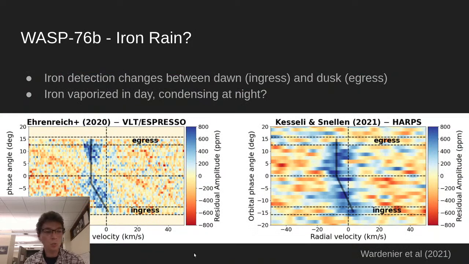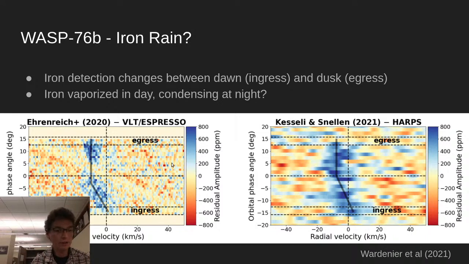Well, in 2020 and 2021, two teams reported evidence that it does. So what they looked at here is, does iron change over the course of the transit? So ingress is the start of the transit, and at this point, we are looking mostly at the morning atmosphere of the planet. At egress, that's exit, we're looking mostly at the evening atmosphere of the planet.